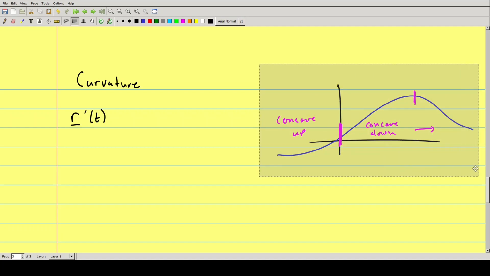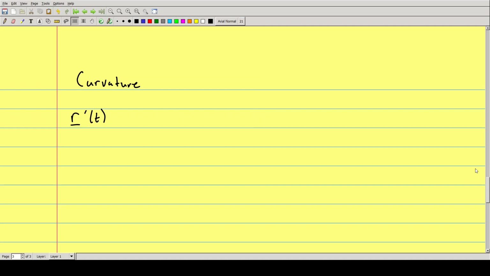Now, one of the things that we do need for curvature is the idea of smoothness.